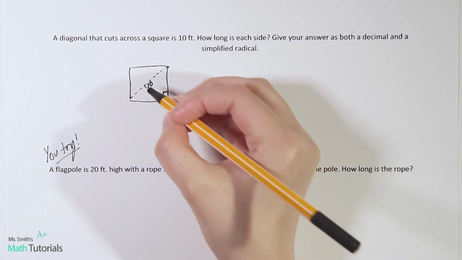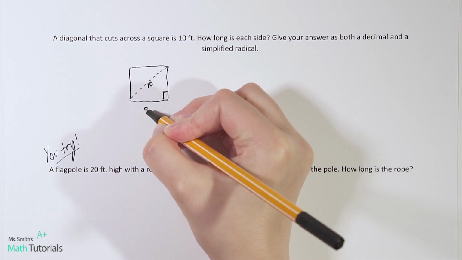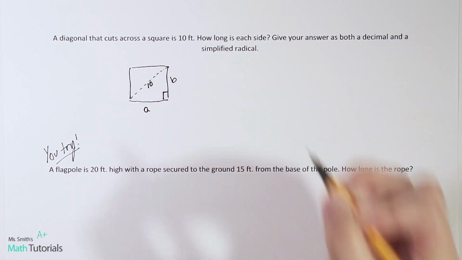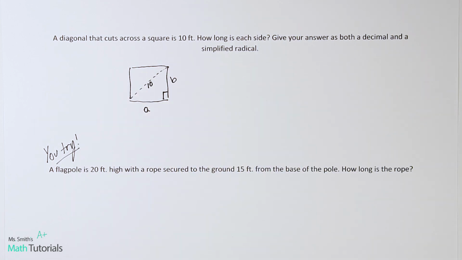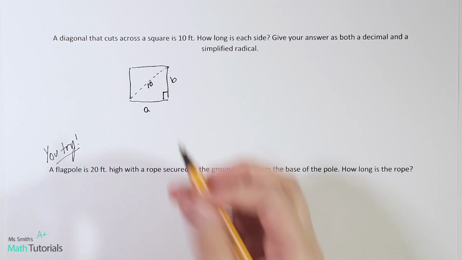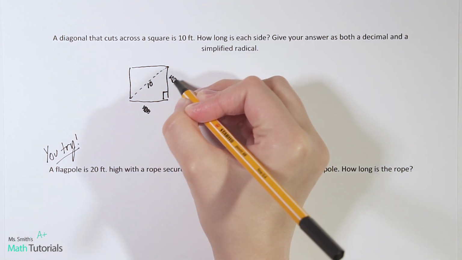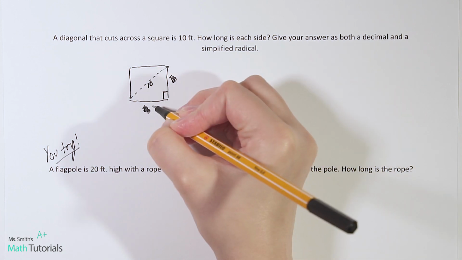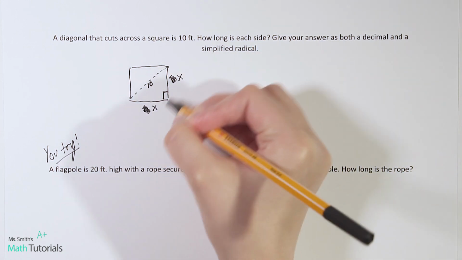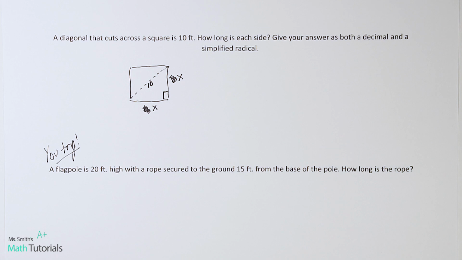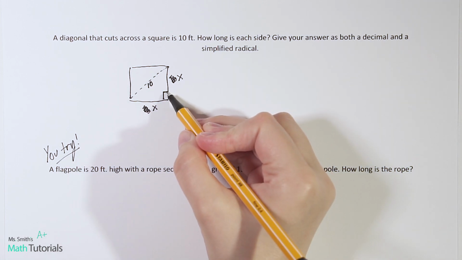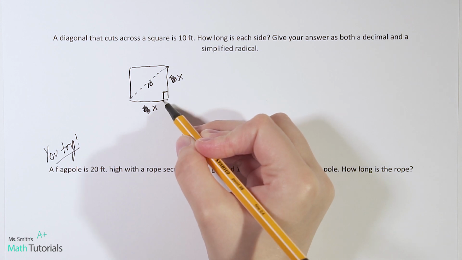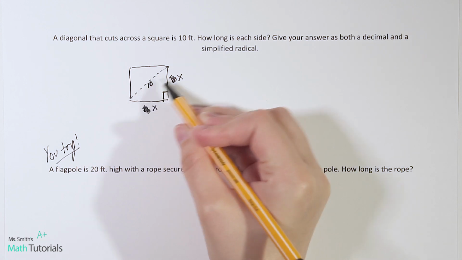So I can call this A and I can call this B, but I know A and B are going to be equal to each other. So some people might choose to do, and this is honestly what I would do, I would label this side X and this side X. I know they're both X. They're equal to each other. They are the same. Okay, so I know that I've created, and I kind of did this without really stating it, but I've created a right triangle here.